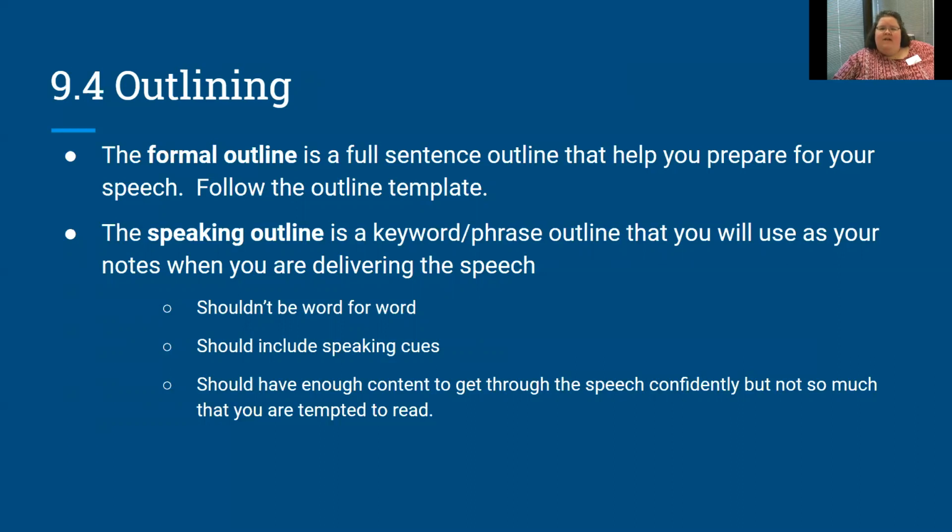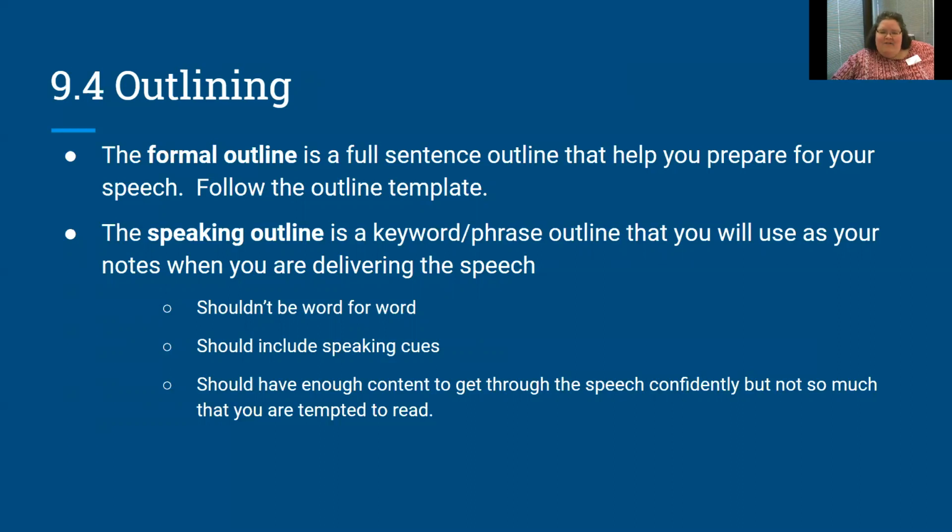It's a full sentence outline that helps you as you're preparing, and you're going to follow the outline template that I give you. So it'll include all of the components that we just talked about in organization. It'll include the introduction, the body, the conclusion, supporting materials, transition statements, and other signposts. Also, we'll have a reference page.